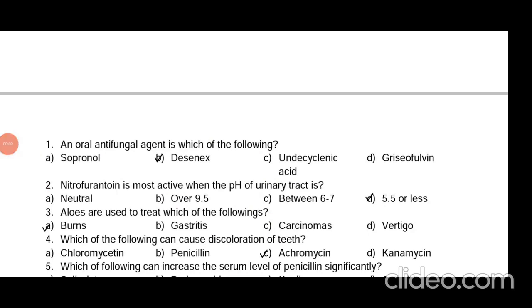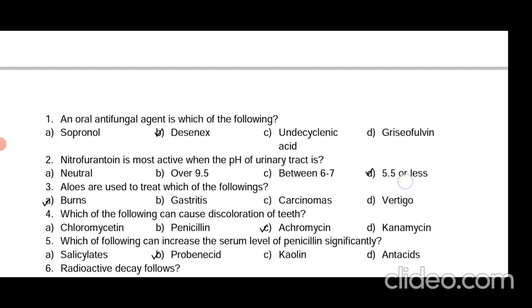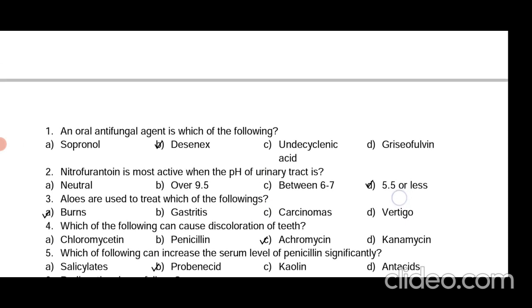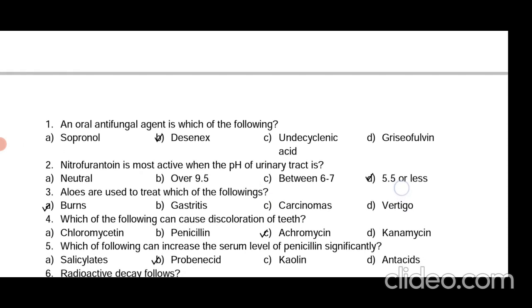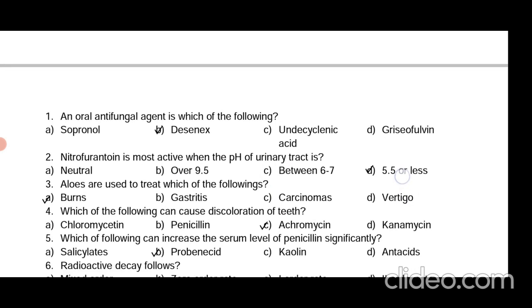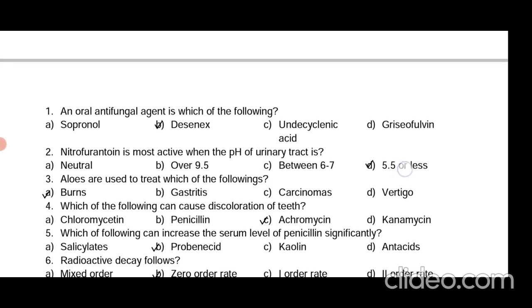An oral antifungal agent is Decinex. Nitrofurantoin is most active when pH of urinary tract is less than 5.5. Aloes are used to treat burns. Which of the following can cause discoloration of teeth? Aureomycin. Which of the following can increase the serum level of penicillin significantly? Probenecid can increase the serum level of penicillin.